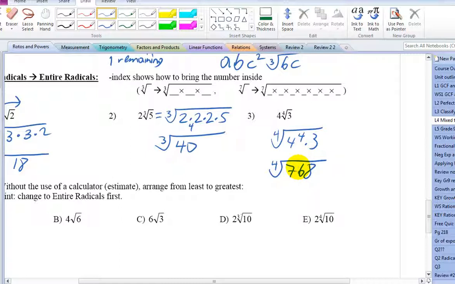So for question number 3, the 4th root of 768. Hands up if you got that. All right, perfect. Any questions?